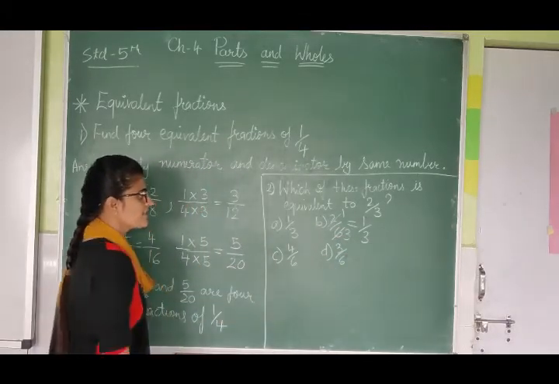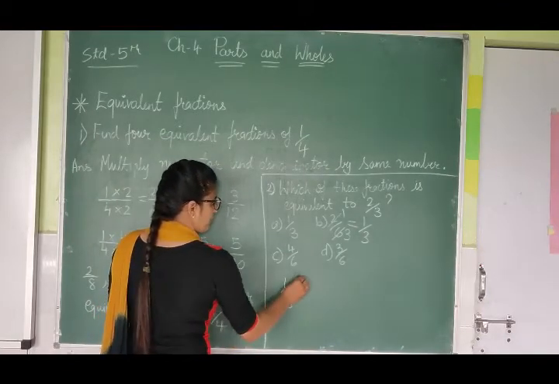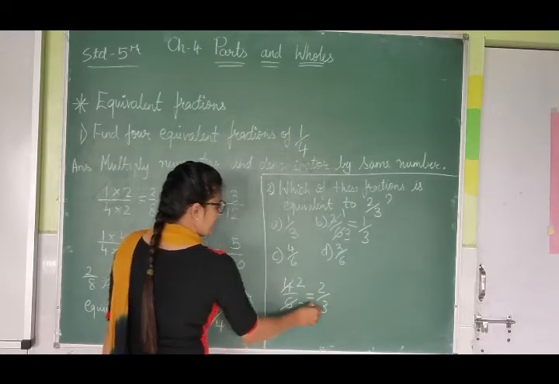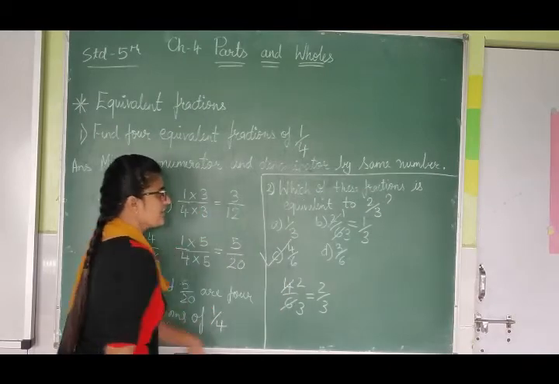Now 4 by 6. Now 4 by 6 we can simplify as 2 2's are 4 and 2 3's are 6. So 2 by 3. Here you are getting the same answer as 2 by 3. So C will be the correct answer.